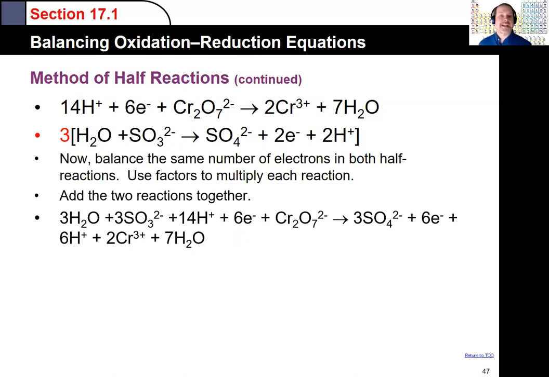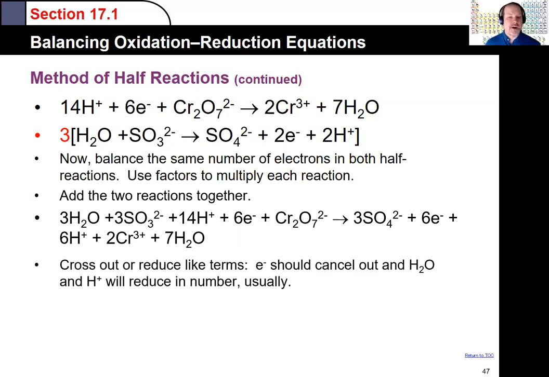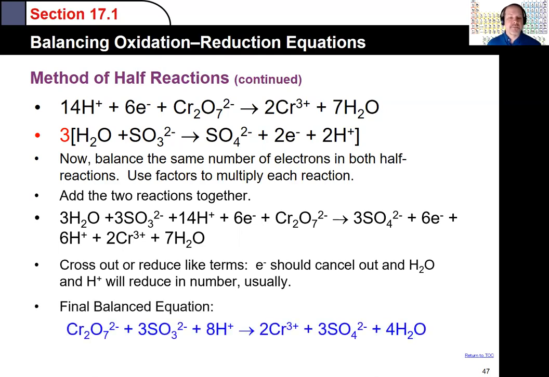I can subtract 6 electrons from the whole thing, and those will go away. I see that I've got hydrogen ions on both sides and water on both sides, and I can reduce water by 3 on both sides and the hydrogen ions by 6 on both sides. And that gets me down to this final overall chemical reaction. You need to pause and see how those steps took place, how I reduce those down. Hopefully that is getting a little bit easier for you.